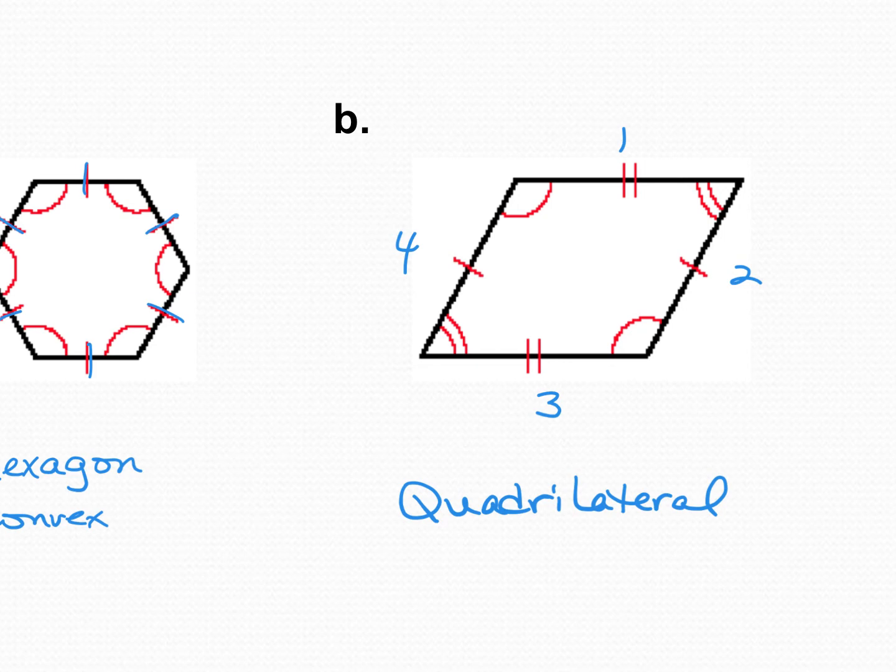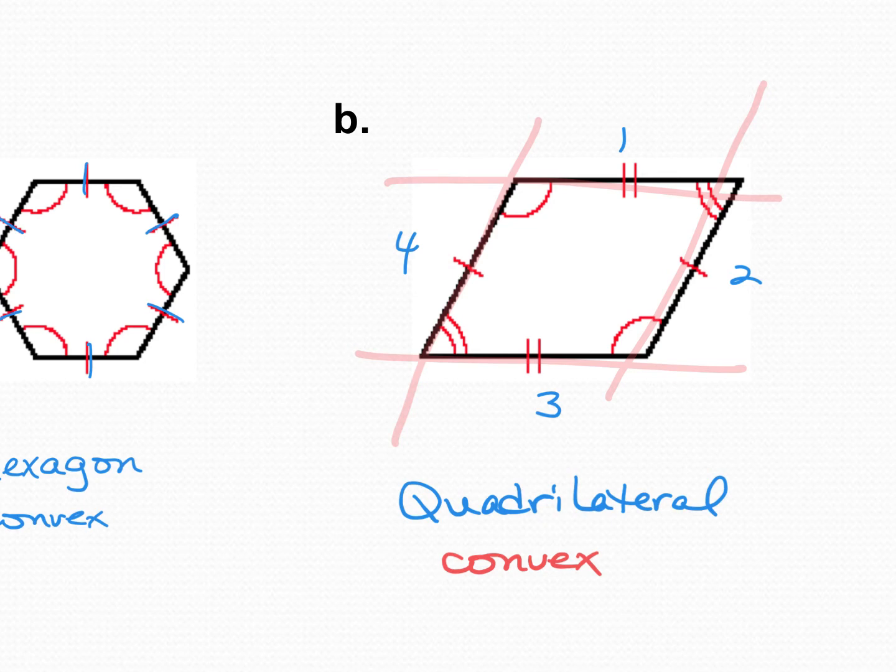Then, if I take the sides and see if they go into the interior, this side does not, neither does this, or this, or this. And again, nothing looks like it's caving in, so this would be a convex polygon.